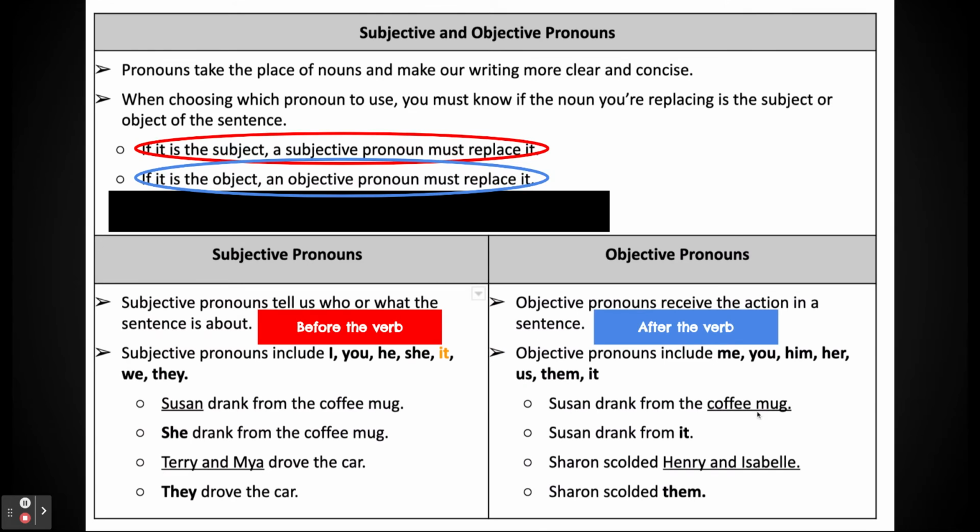Susan drank coffee from the coffee mug. That's the object of the sentence, so we need the object pronoun it to replace it. Susan drank from it. Drank is the verb. It comes after. That's why we call it object pronoun. Sharon scolded Henry and Isabel. Well, Henry and Isabel come after the verb scolded, so they're the object of the sentence. And because it's more than one person, we're going to use the object pronoun them to replace them. Sharon scolded them after the verb. All right, take some time to study these two boxes here. They're very helpful boxes. And then we're going to move on to practice.